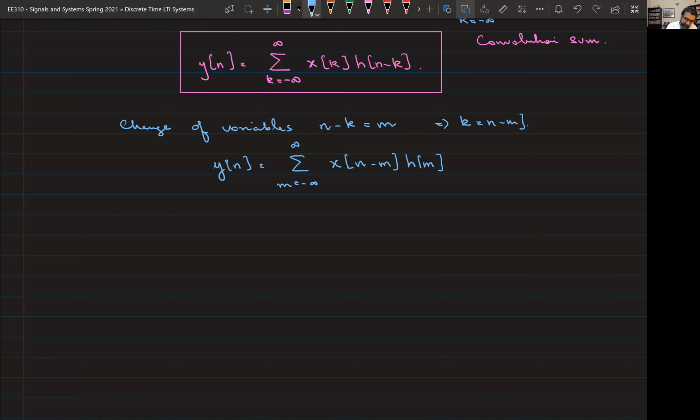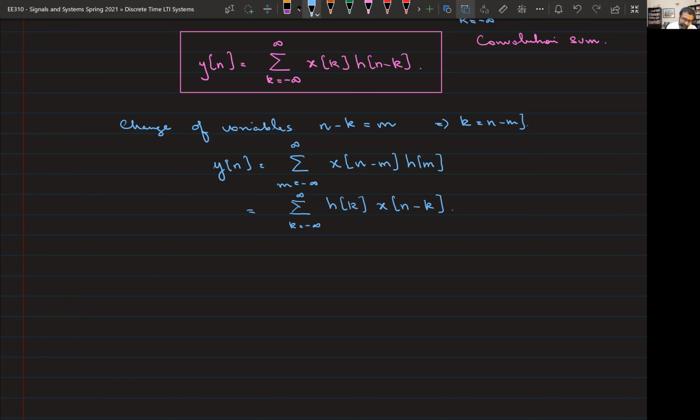And if I just change m with k, it doesn't make a difference, because that's the name of a variable, just like we did in the continuous time. So k equals minus infinity to plus infinity, and this is h of k and x of n minus k. So this is an alternate representation, and which is an equal representation, by the way. So both of them are exactly the same.